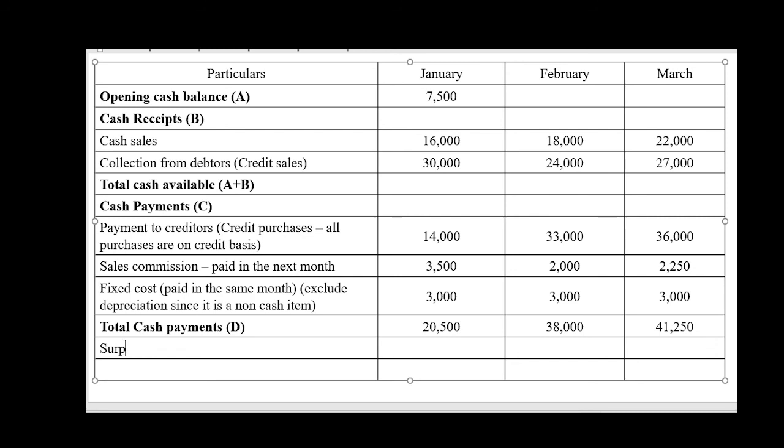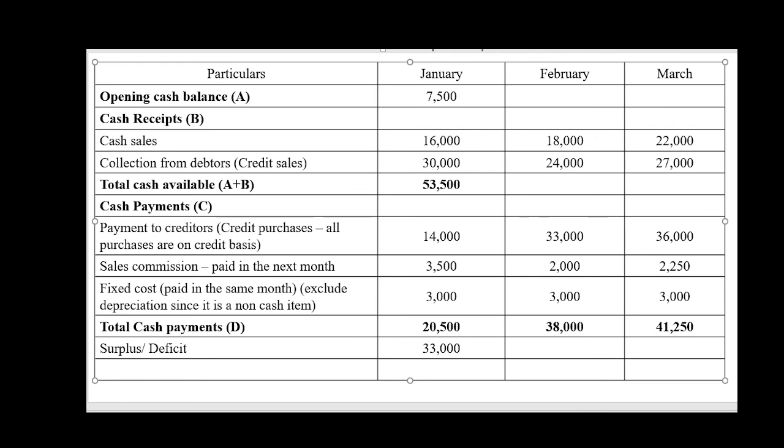Let us find out surplus or deficit. How do you find out surplus or deficit? Let us find out the total cash available. So add 7,500, 16,000 plus 30,000. That comes to 53,500. We have already found out the total cash payments, 20,500. So from the cash available, 53,500, if we pay 20,500, we will be left with 33,000. So that is a surplus.